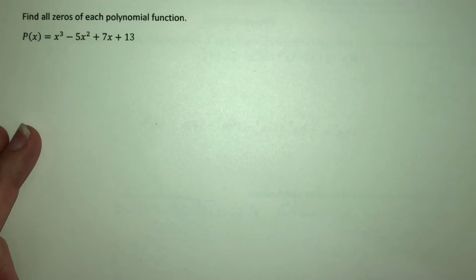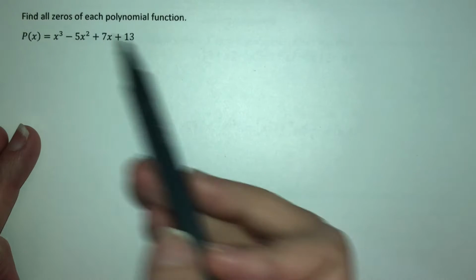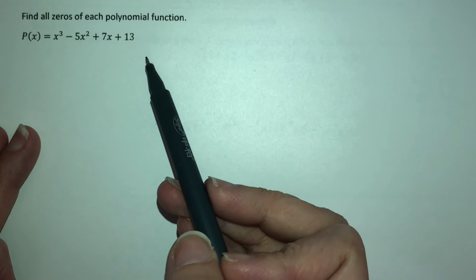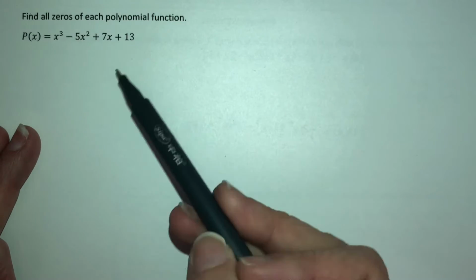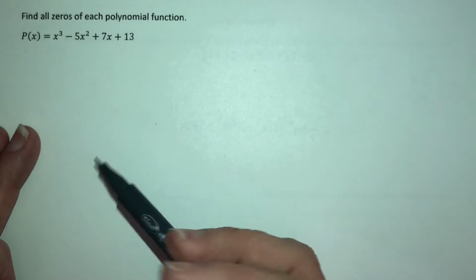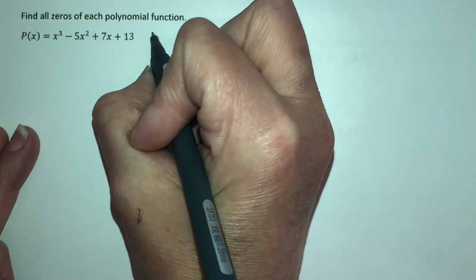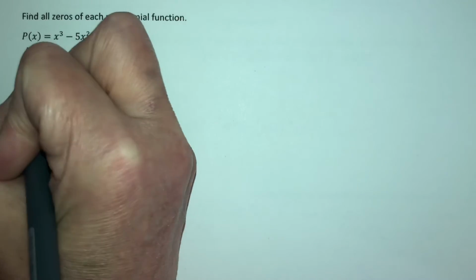This is part 5 of section 2.6. We want to find all zeros of this polynomial function. Okay, and so we aren't given any of them, so we have to start from the very beginning. First of all, let's figure out how many positive and negative answers we can expect.